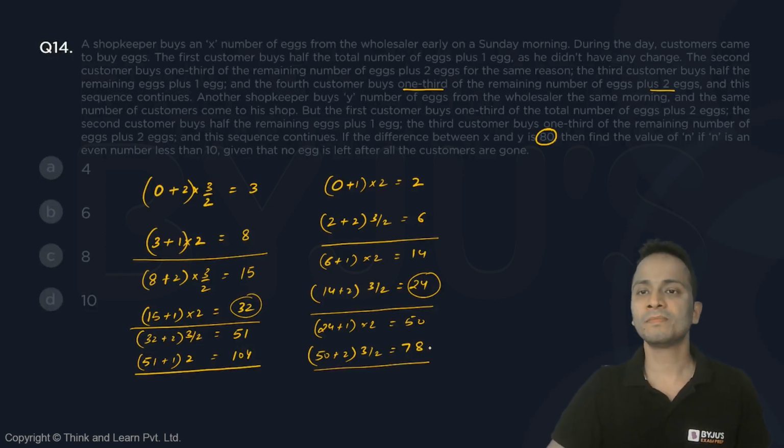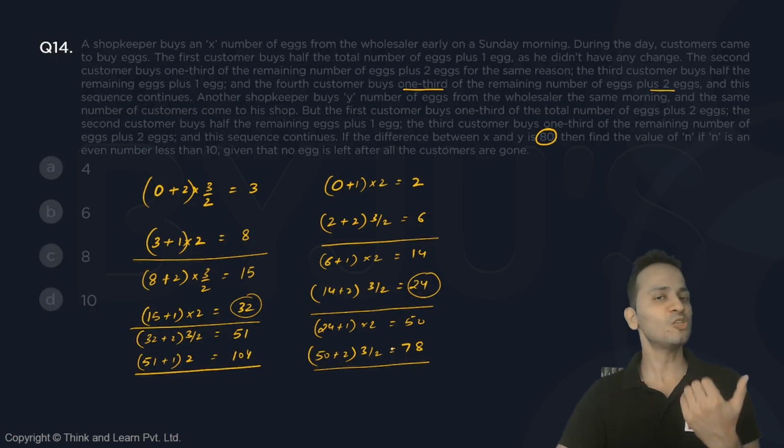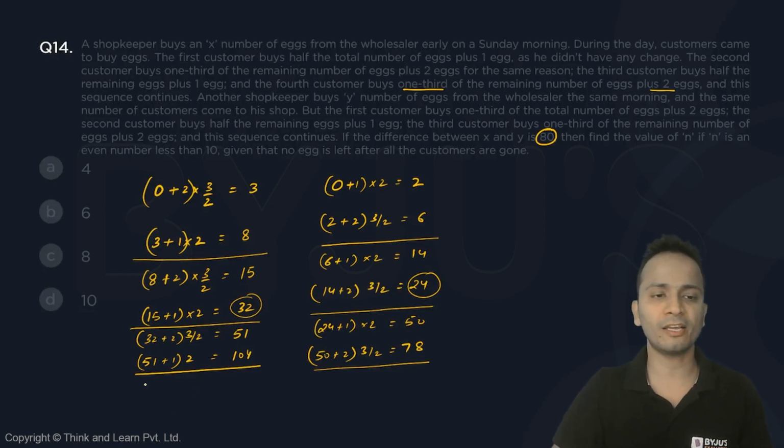Now we know that the number of customers is an even number less than 10. Even number less than 10, so I'm left with only 8. So 8 has to be the answer. Now there is no use in proceeding ahead, but still I'll show you how to calculate the answer.